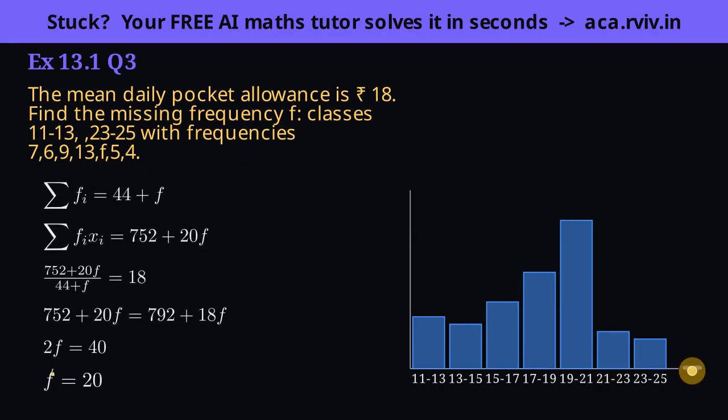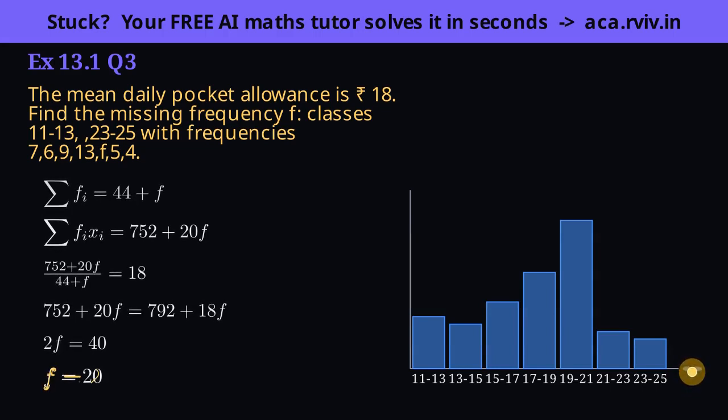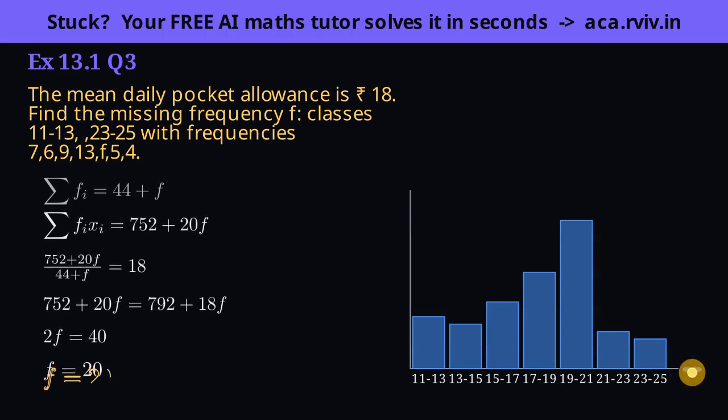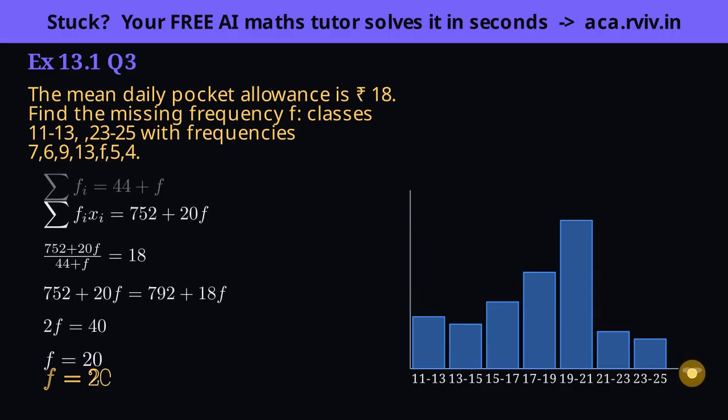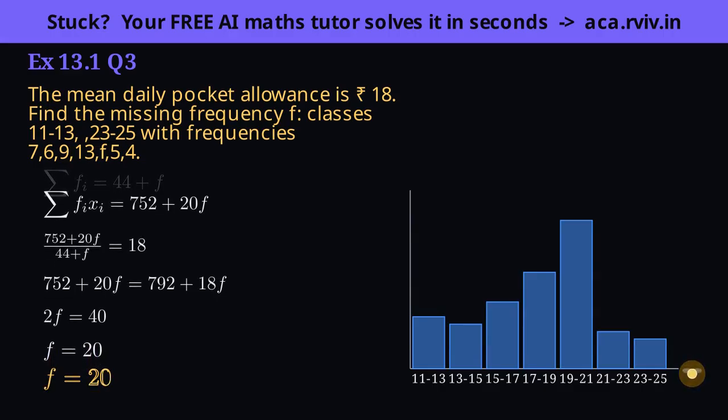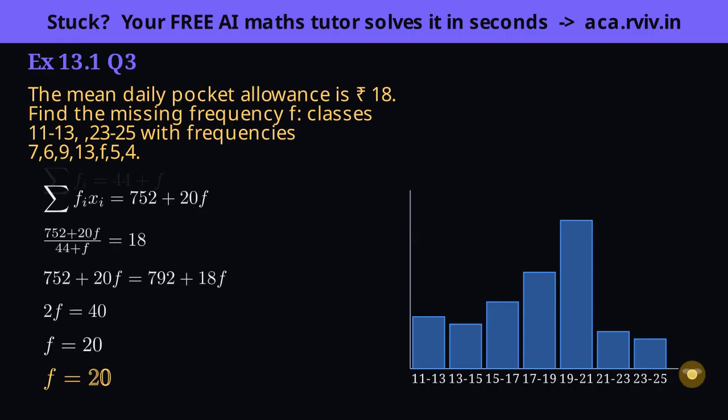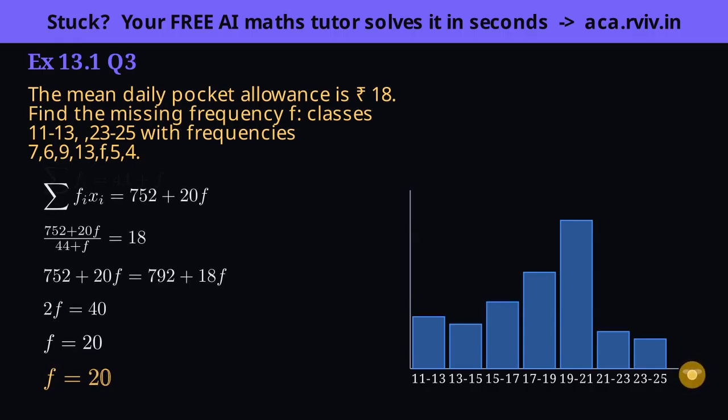So the pattern to remember: a known mean is worth exactly one equation, and one equation is enough to pin down one missing frequency. Whenever a problem gives you the average and hides a frequency, this backwards formula move is the way in.